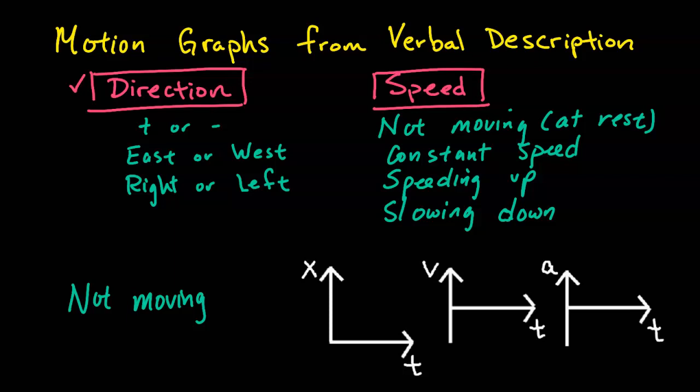In physics, rather than saying east or west or right or left, we typically will say in the positive or negative direction. Next, we need to know the speed. Is it moving? Is it at rest? Is it going at constant speed, speeding up, or is it slowing down? So let's take a look at some examples.